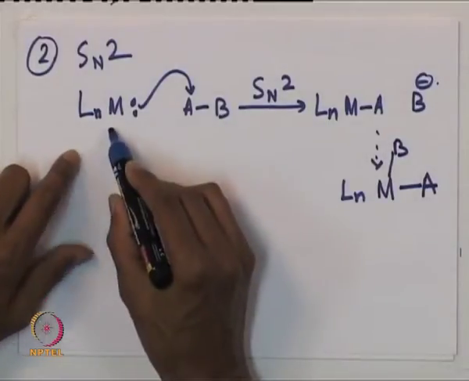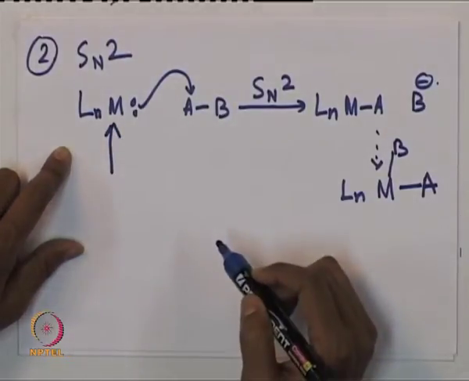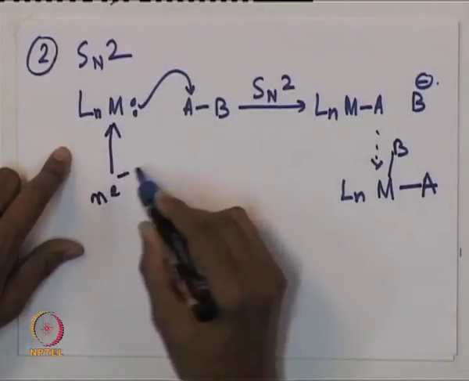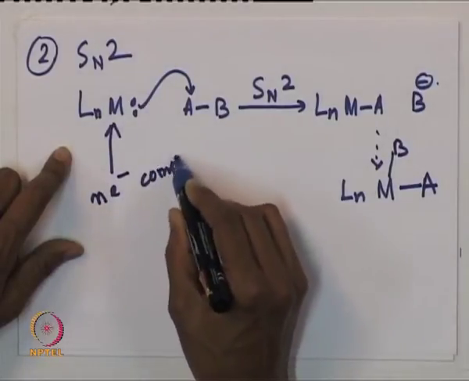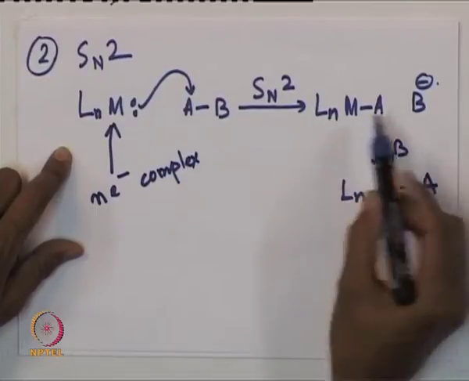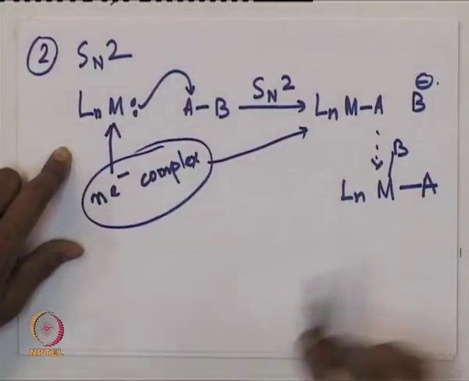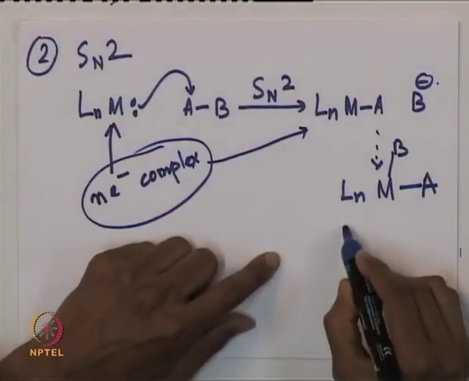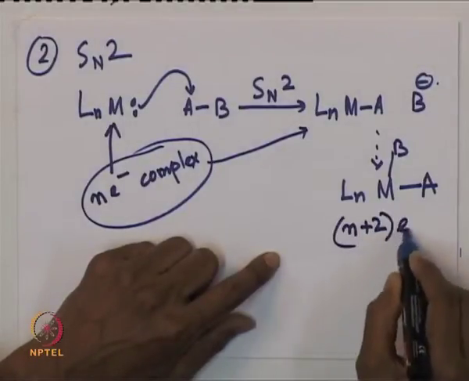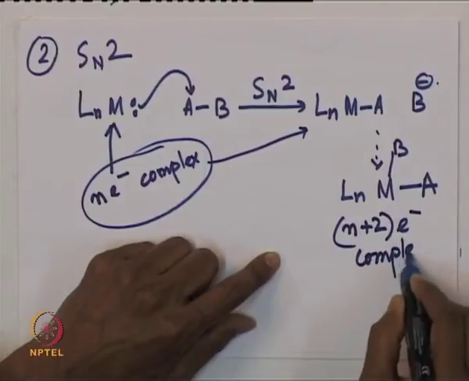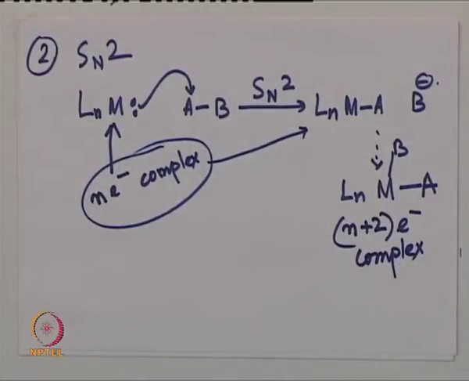Now the starting material LnM, if it is an n electron species, an n electron complex, the same will be true for the LnMA complex, it will be an n electron complex. Finally, we will get an n plus 2 electron complex. So, upon oxidative addition, the total electron count will go up by 2. So, if we are seeing a 16 electron species, then upon oxidative addition the complex will have an 18 electron count.